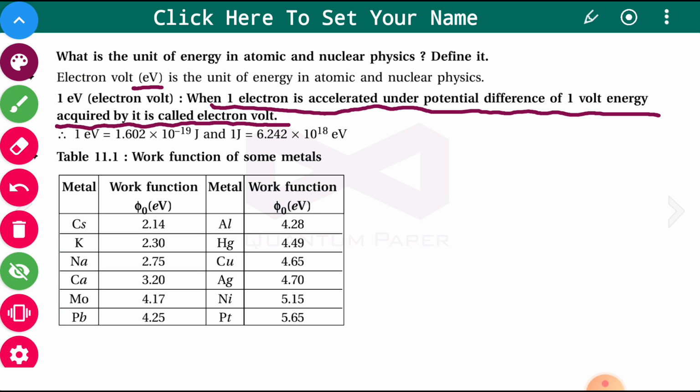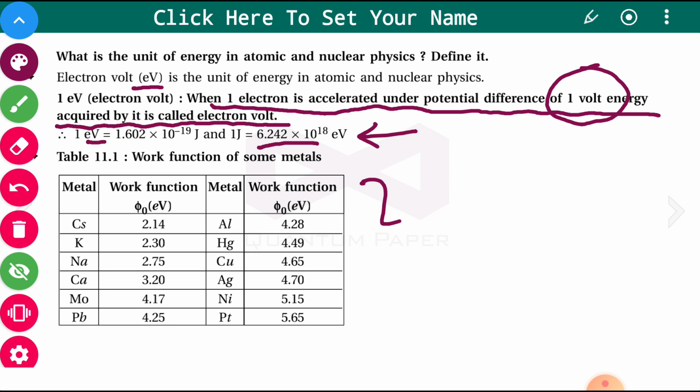So when 1 electron is accelerated under a potential difference of 1 volt, whatever energy it has acquired is called 1 electron volt, and 1 electron volt is nothing but 1.602 into 10 raised to minus 19 joule. And 1 joule is nothing but 6.242 into 10 raised to 18 electron volt.